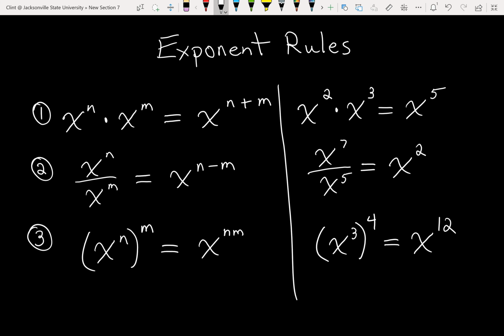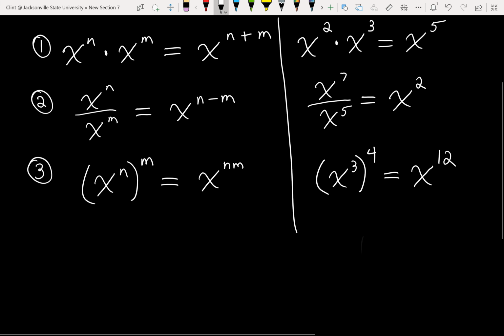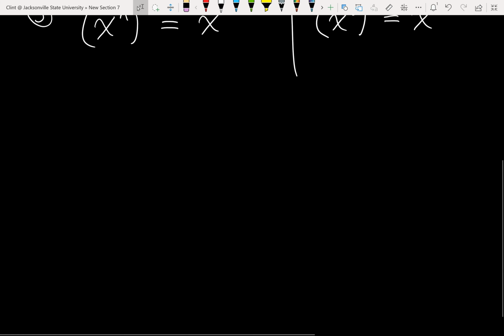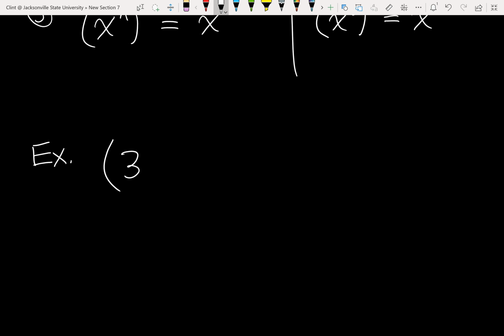Okay, a couple of examples for a little bit more of the trickier situations here. You can use all these rules in one problem. They're not just going to be a problem with just one rule involved most of the time, but sometimes there are. But if we have something like this where we have a number coefficient, so we've got 3x squared raised to the third power.